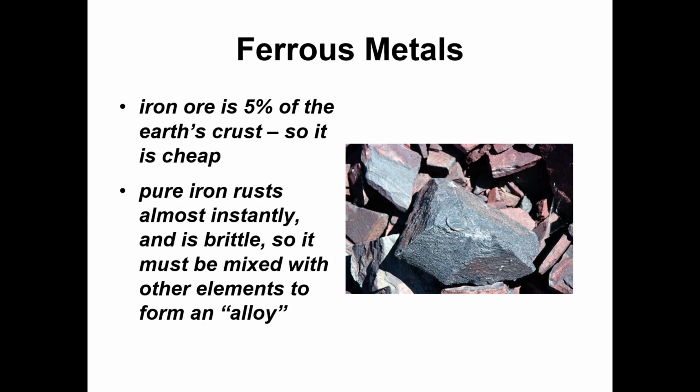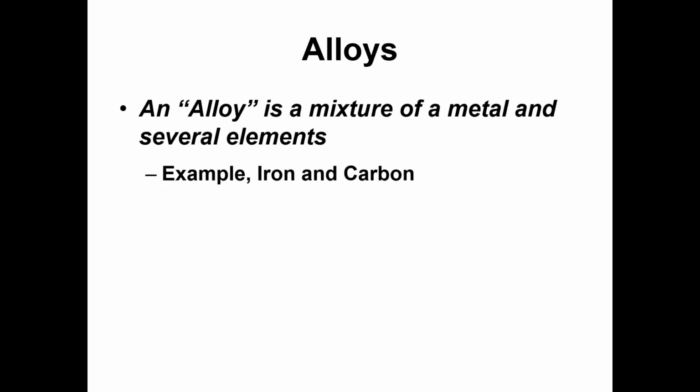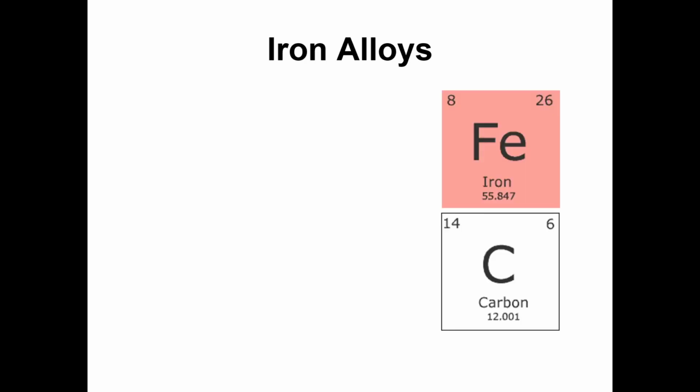So we need to mix it with other elements to form an alloy. An alloy is just a mixture of several elements. Like iron and carbon are the components of steel. You can think of it as frozen Kool-Aid: Kool-Aid is water and sugar, and then you freeze it. It has certain properties. If you put other things in there and froze it, it would have slightly different properties. So we melt iron and put carbon in it and let it freeze. It's frozen at room temperature, and it'll have certain properties.